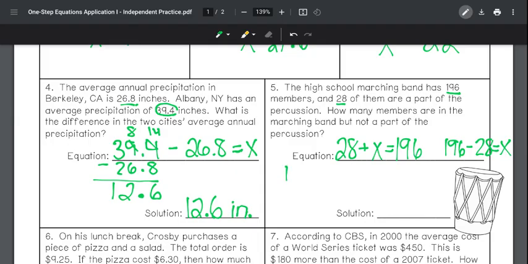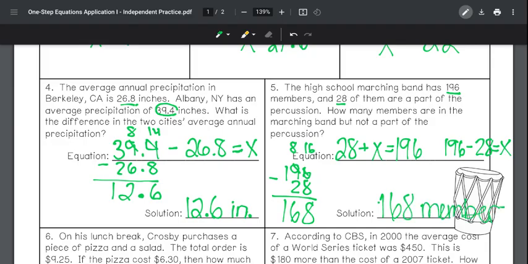All right, so I'm going to solve 196 members minus 28 to figure out how many band members are non-percussion. Can't do 6 minus 8. 9 turns into an 8. 6 turns into a 16. 16 minus 8 is 8. 8 minus 2 is 6. 1 minus nothing is 1. So there are 168 members not in percussion that are in the band.